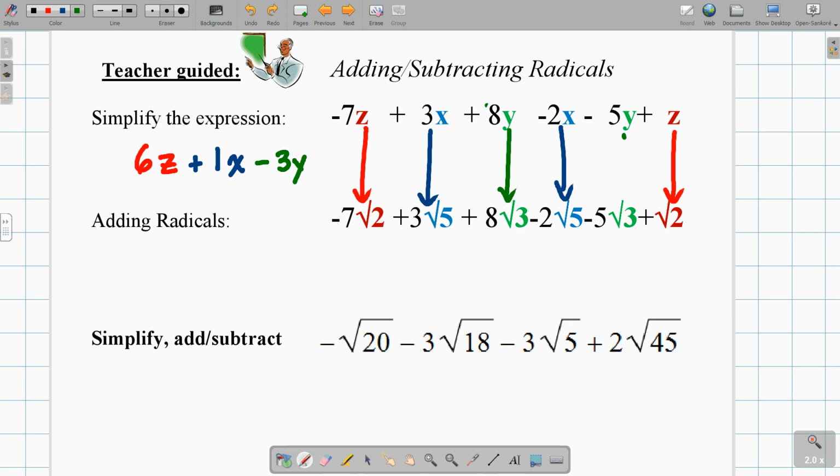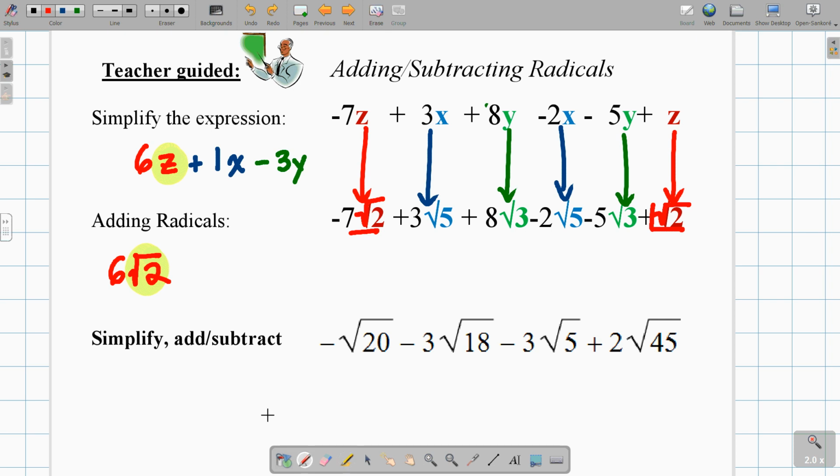Let's go. Root 5. So there's a root 5 and there's a root 5. So that's 3 root 5 minus 2 root 5. That's going to be plus 1 root 5. You don't touch the radical sign. Last one. 8 root 3 minus 5 root 3. 8 minus 5. That's going to be 3 root 3.